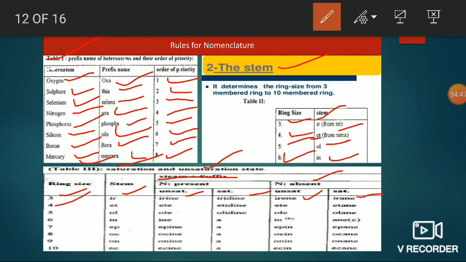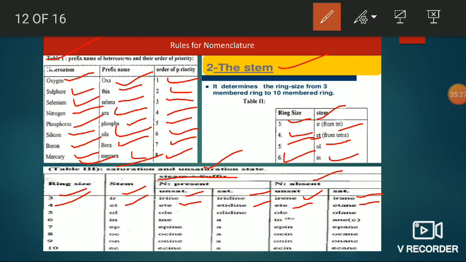If it is a 4-membered heterocyclic, then the stem is "et". But if the compound contains a nitrogen atom and it is unsaturated, then stem plus suffix becomes "ete". If it is saturated along with nitrogen atoms, then it becomes "etidine". If the compound doesn't have a nitrogen atom, but it is an unsaturated four-membered cycle, then stem plus suffix becomes "ete". Then if it is saturated without nitrogen atom, then stem plus suffix becomes "etane".